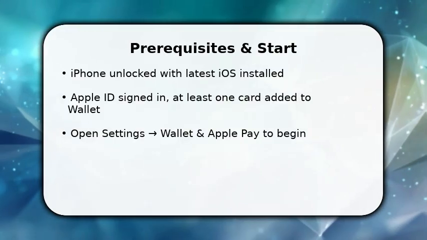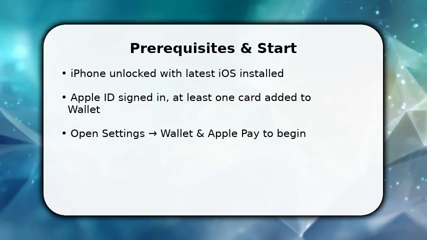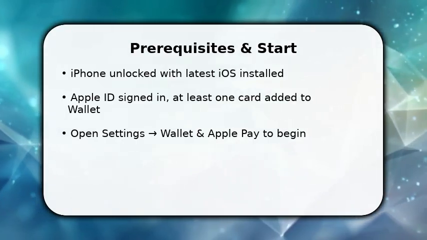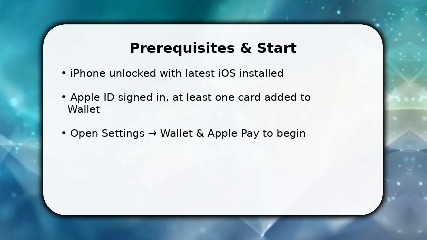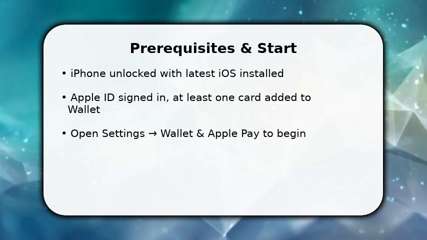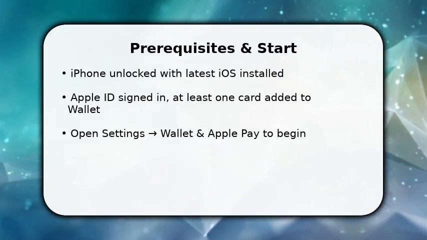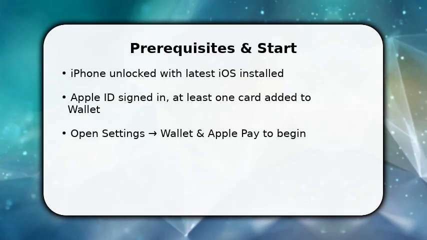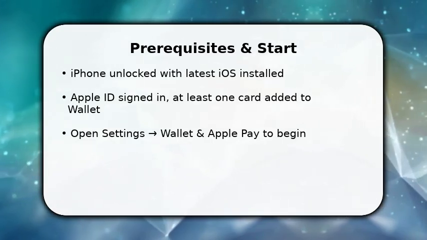You'll begin right in Settings. Don't waste time toggling other apps. Open Settings, scroll to Wallet and Apple Pay and tap it. Once there, make sure your cards appear under Payment Cards. You must have at least one active card. If a card is missing, add it now by tapping Add Card and following prompts.